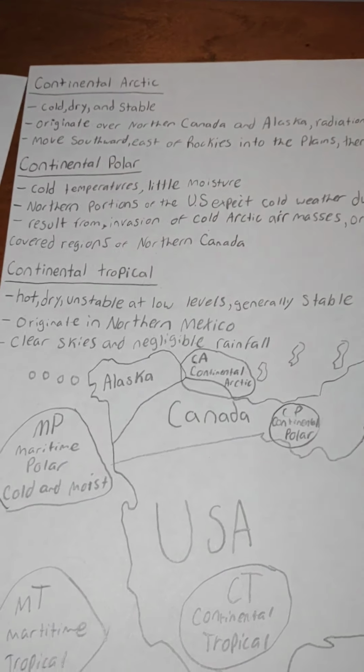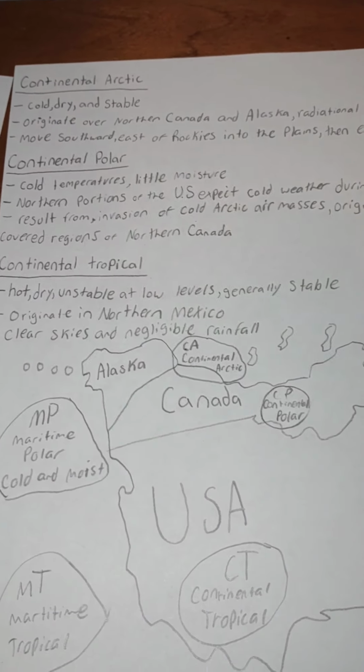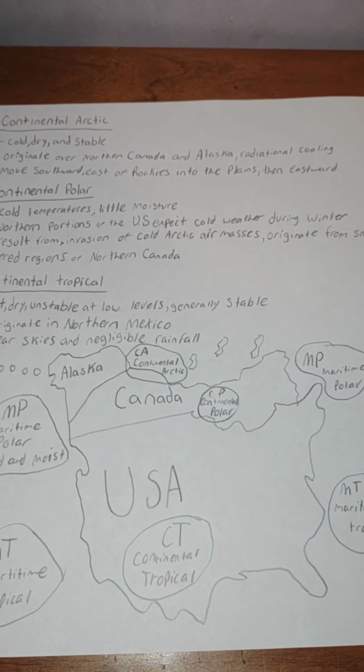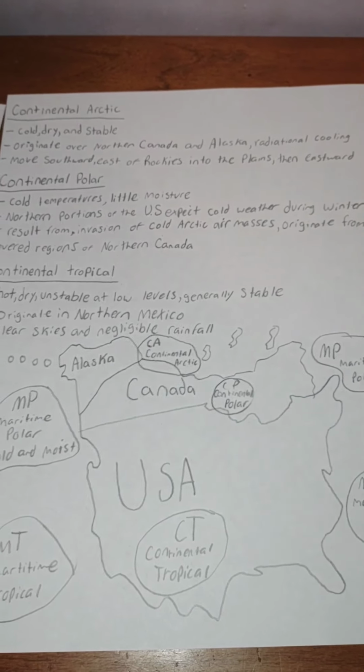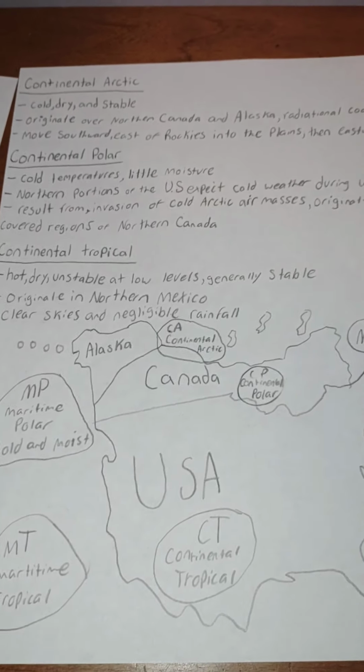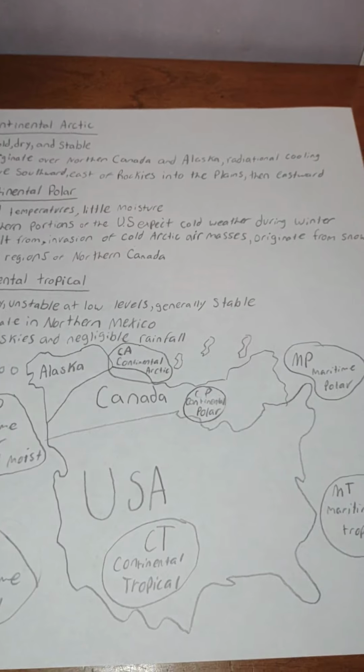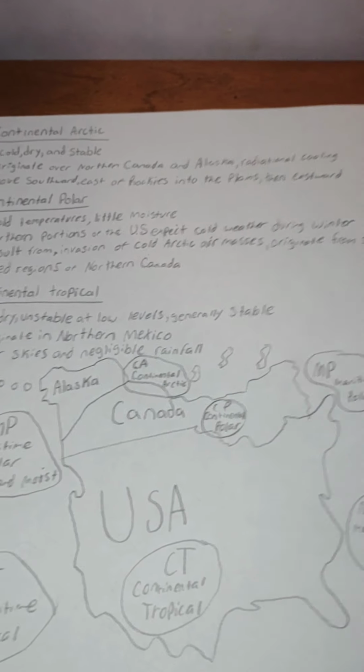Continental Arctic is cold, dry, and stable. It originates over northern Canada and Alaska through radiational cooling. It moves southward east of the Rockies into the plains, then eastward.